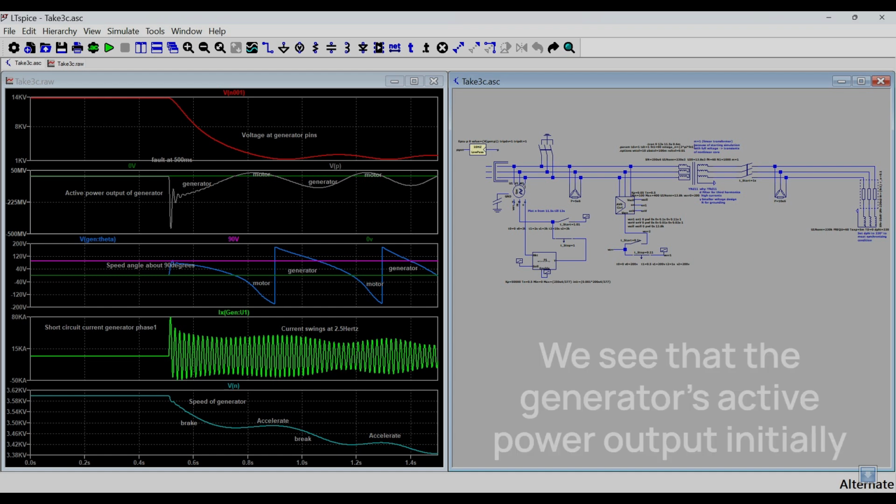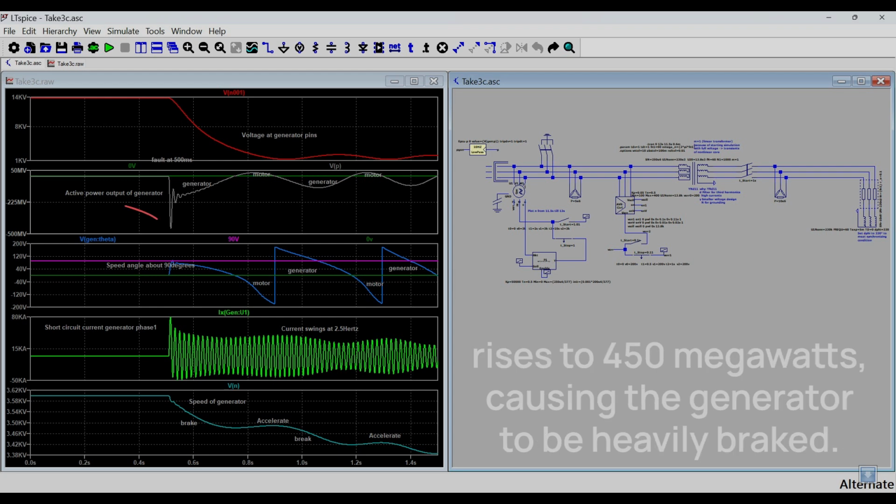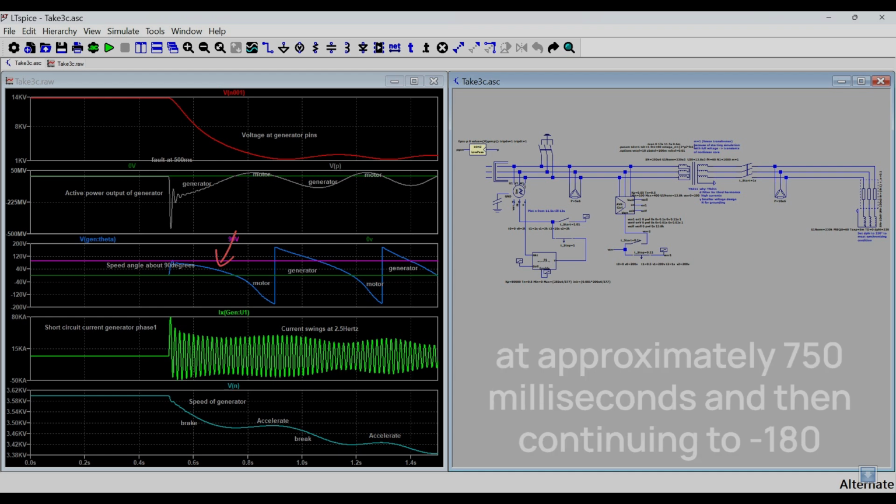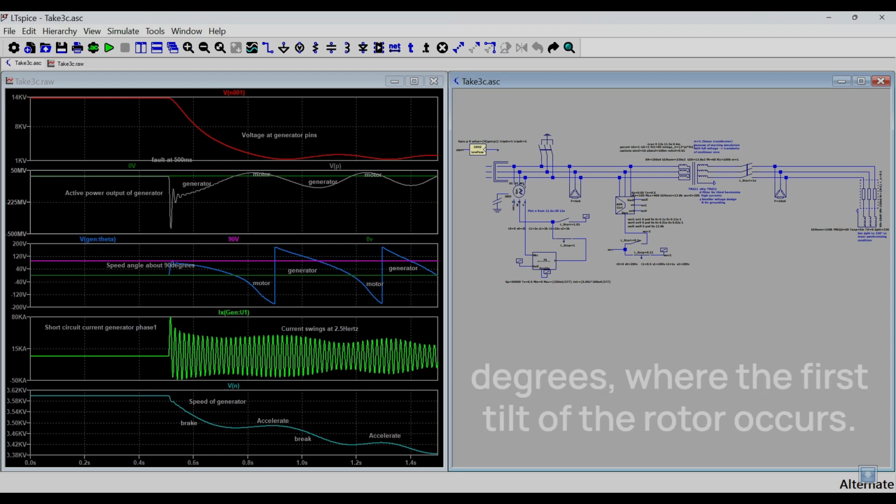We see that the generator's active power output initially rises to 450 megawatts, causing the generator to be heavily braked. The rotor angle becomes smaller and smaller, reaching 0 at approximately 750 milliseconds and then continuing to minus 180 degrees, where the first tilt of the rotor occurs.